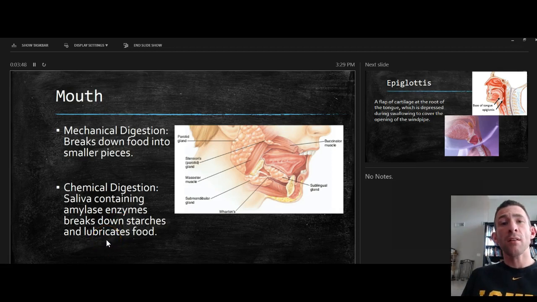And it also does a second thing of lubricating your food. Can you imagine just trying to swallow chewed food that isn't lubricated by spit? It would be a pretty uncomfortable thing to do.